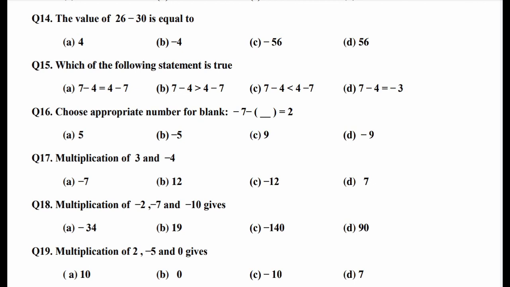Question number 19. Multiplication of 2, minus 5 and 0 gives: A, 10; B, 0; C, minus 10; D, 7. And we know that if we multiply any number with 0, then we always have the answer 0. That means B is the correct answer.